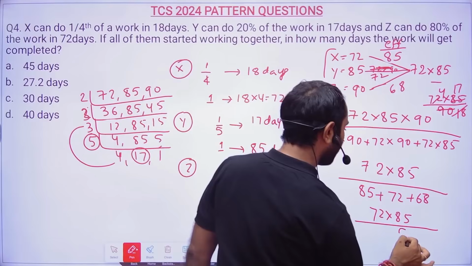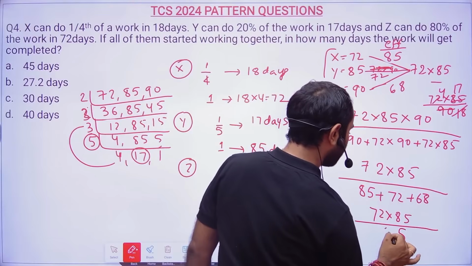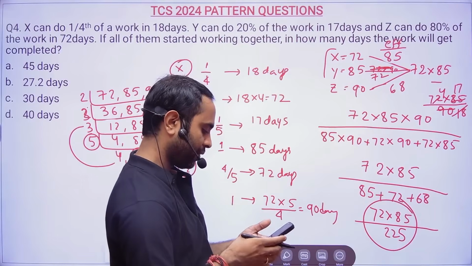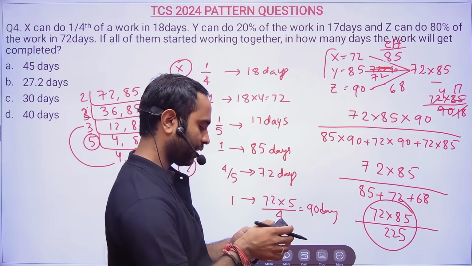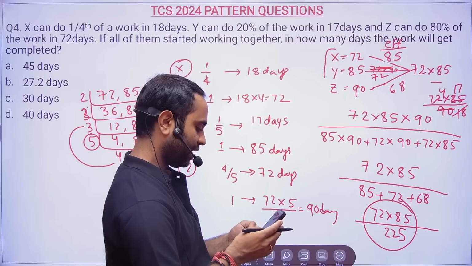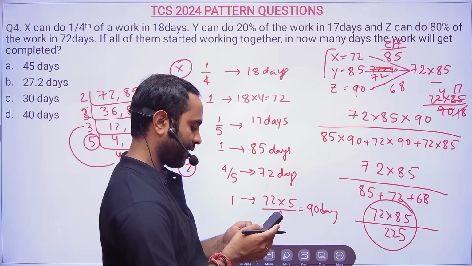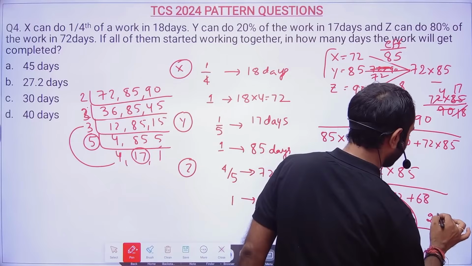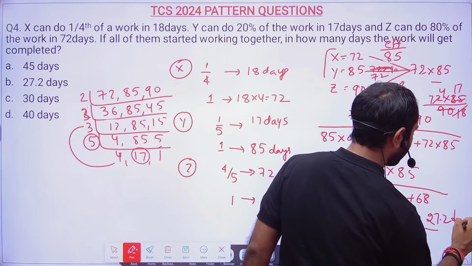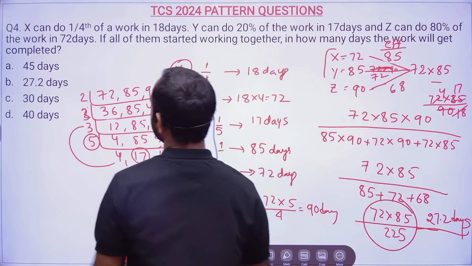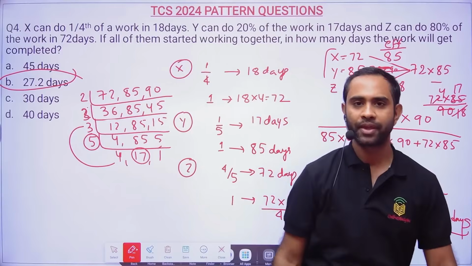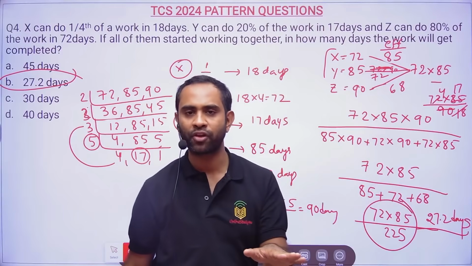The total efficiency comes to 225. Now if we try to divide, 72 into 85, let me use the calculator here. So 72 into 85 divided by 225 will give you around 27 days. The exact value is 27.2 days. So is there any option? Option B will become the correct answer for this particular problem. Simple and easy approach, right?